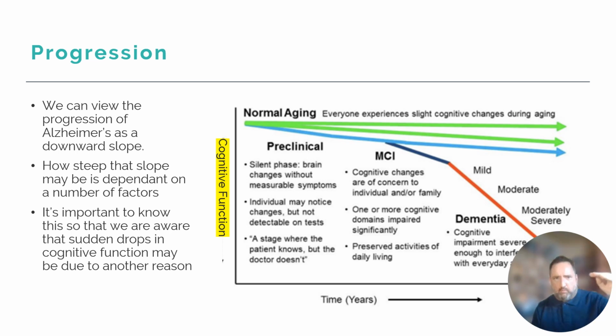So again, when we're talking about the start of the stages of, and we'll talk about symptoms in a minute, when we're talking about the start of Alzheimer's, that progression might be quite slow and we might not be seeing much. But then as Alzheimer's affects different parts of the brain, it might then start to become steeper.